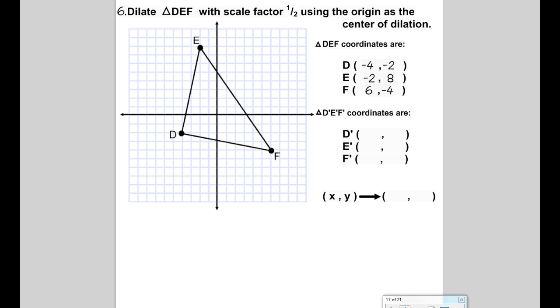Alright, almost last one. When it tells you to dilate something, I want you to think multiply. Dilate equals multiply. If you want to write that somewhere, you can. So if it says to dilate my triangle with a scale factor of 1/2, am I going to get larger or smaller? Smaller. 1/2 is a reduction. It's going to get smaller.